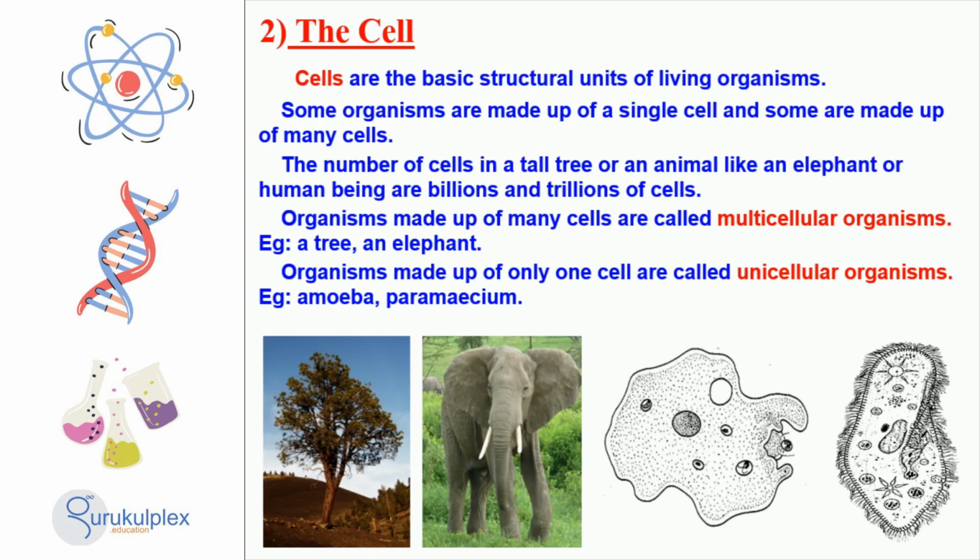Unicellular organisms are made up of one cell and include creatures like amoebas and paramecia. Multicellular organisms are made up of many cells, and include plants and animals like trees and elephants. Understanding the structure of cells and the differences between the two types of cells helps us to better understand the miracles of life.